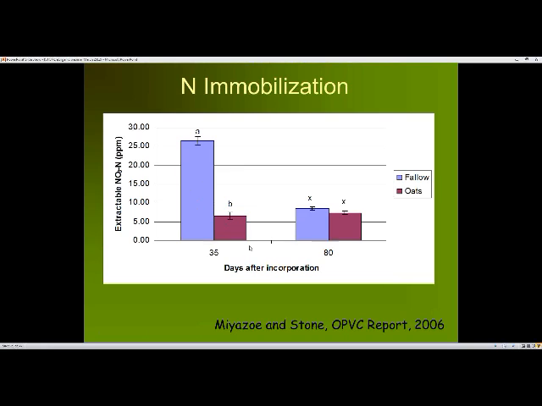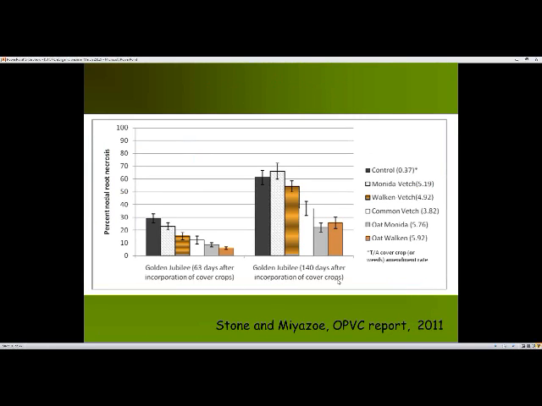And what we often saw is that the root rot was suppressed, which would increase yield, but because of this immobilization of N, we did not see a yield increase. We are now looking at cover crop mixtures using oats of various kinds with vetch in a mixture to see if we can ameliorate the nitrogen immobilization and get a yield increase and also see root rot suppression.